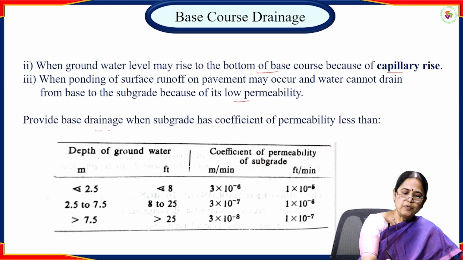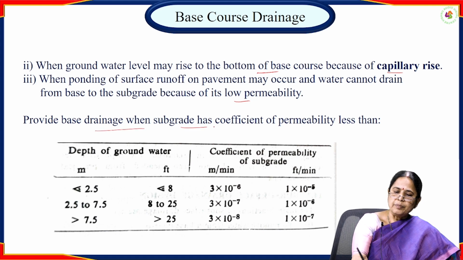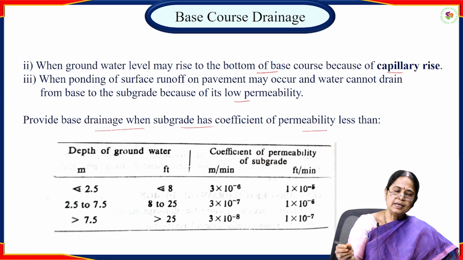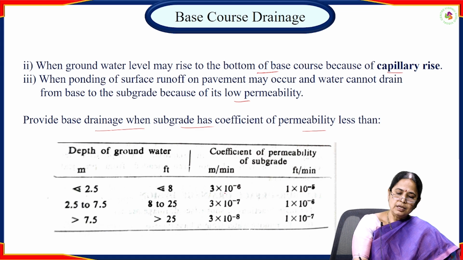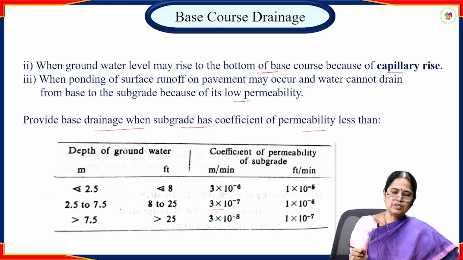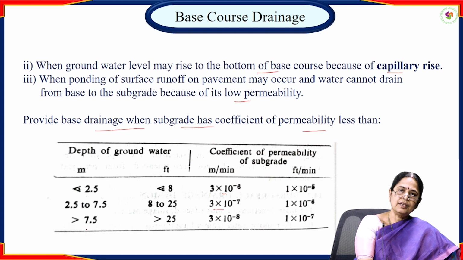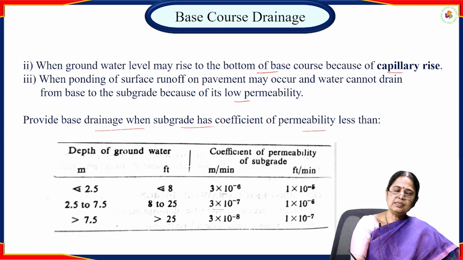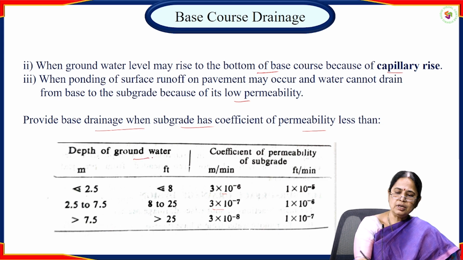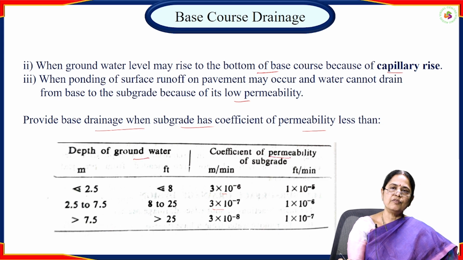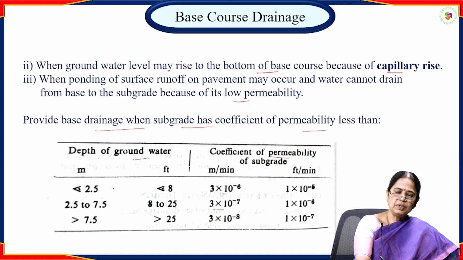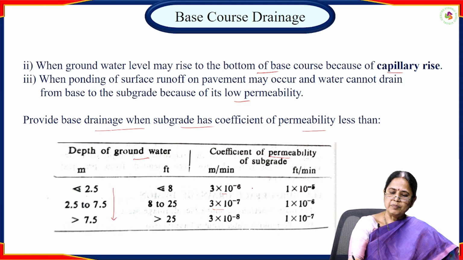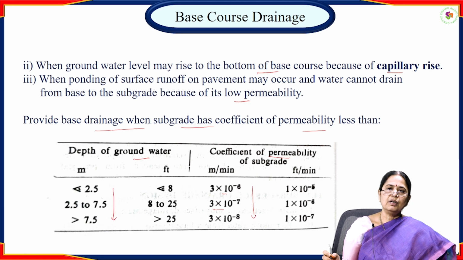Base course drainage is provided when the subgrade has a coefficient of permeability less than 3 into 10 to the power of minus 6 for groundwater depth up to 2.5 meters, 3 into 10 to the power of minus 7 for 2.5 to 7.5 meters depth, and 3 into 10 to the power of minus 8 when greater than 7.5. There is a relation between the depth of the groundwater and the coefficient of permeability of the subgrade. As the depth keeps on increasing, the permeability reduces.